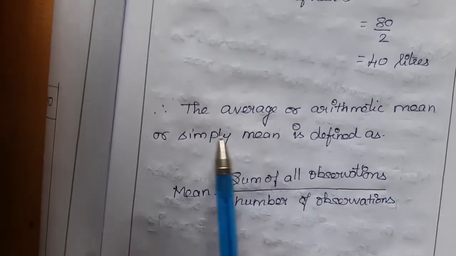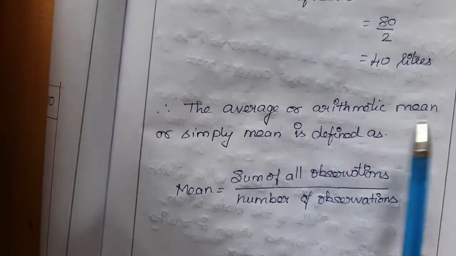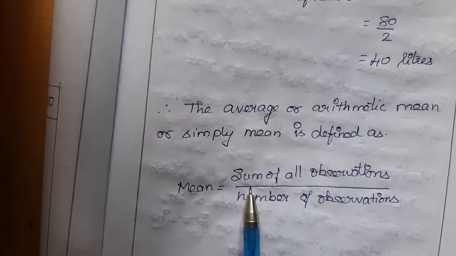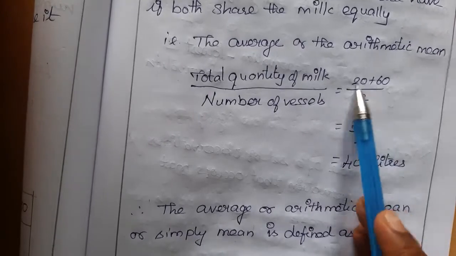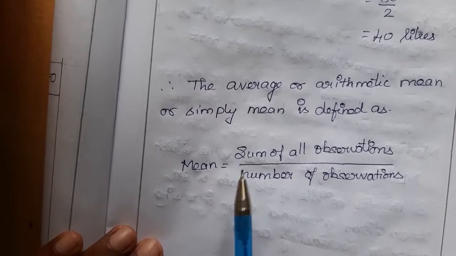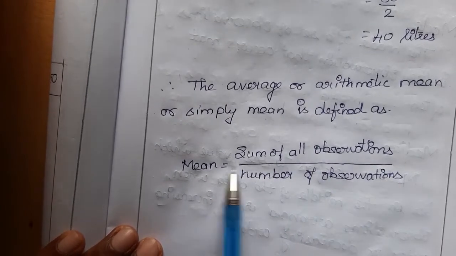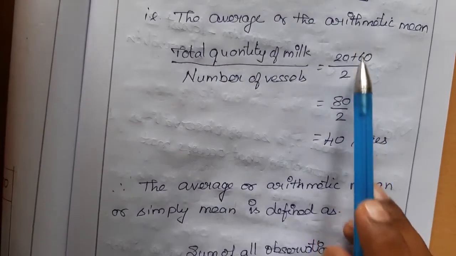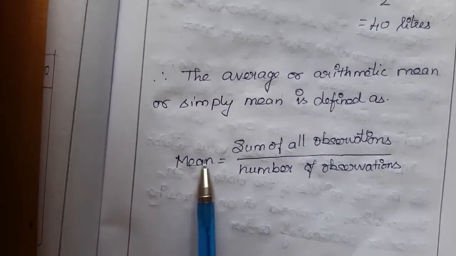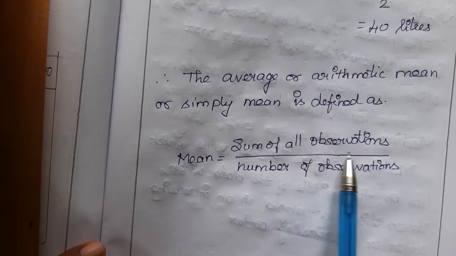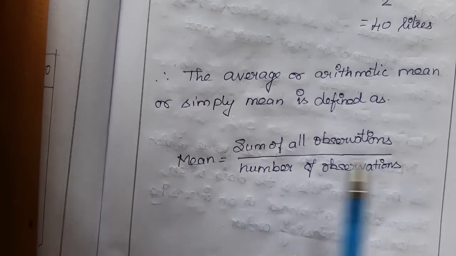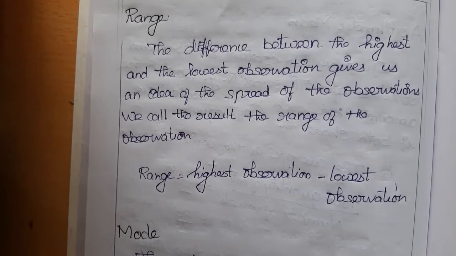So from this we can conclude that the average or arithmetic mean, or simply we call it the mean, is defined as: mean is equal to the sum of all observations. What we have done here is we have added, right? The same sum of all observations divided by the total number of vessels, which is 2. So generally it is written that mean is equal to sum of all observations divided by number of observations. Sum means addition. Clear, children? So here we go for the next topic.